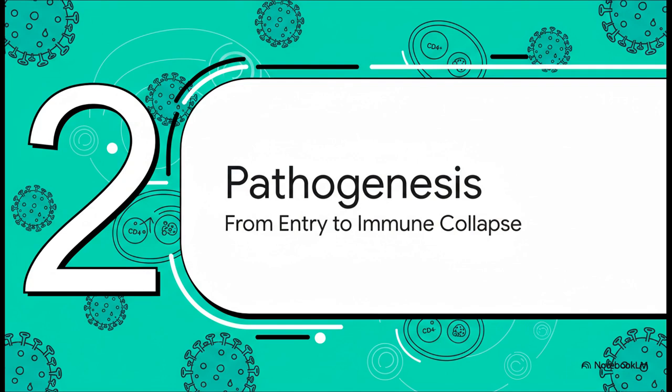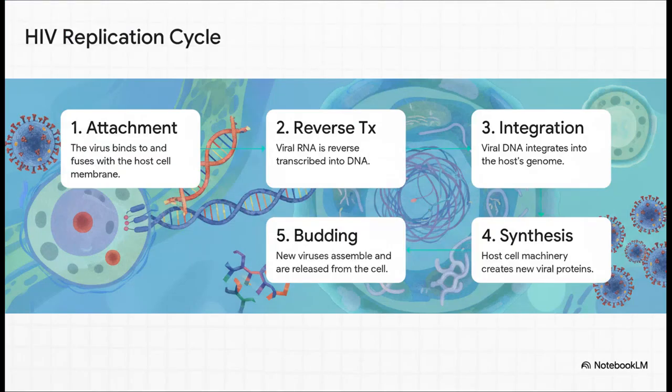Okay, now that we have a handle on the virus itself, let's dive into pathogenesis. We'll track the whole process, from the moment the virus gets into a host cell all the way to the eventual collapse of the immune system. The replication cycle of HIV can be broken down into 5 main stages. It all kicks off with attachment and fusion. That's the virus latching onto and entering a host cell.